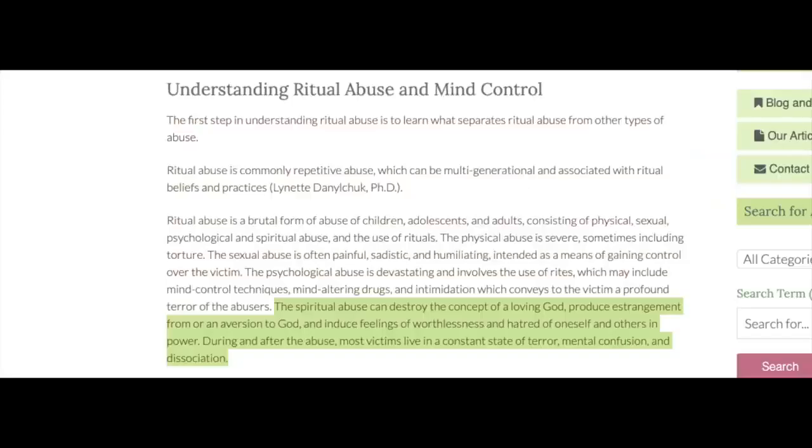Let's look a bit further. Spiritual abuse can destroy the concept of a loving God, produce estrangement from or an aversion to God, and introduce feelings of worthlessness and hatred of oneself and others in power. During and after the abuse, most victims live in a constant state of terror, mental confusion, and dissociation.